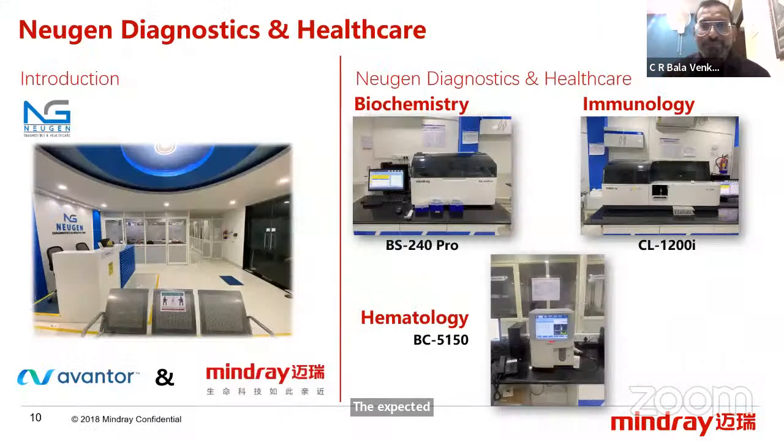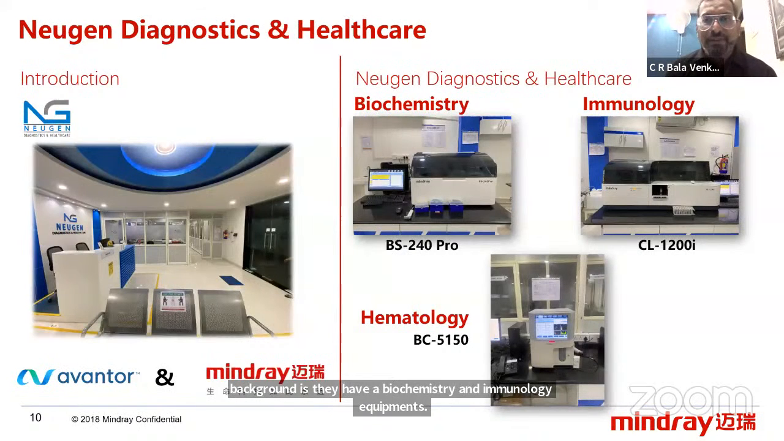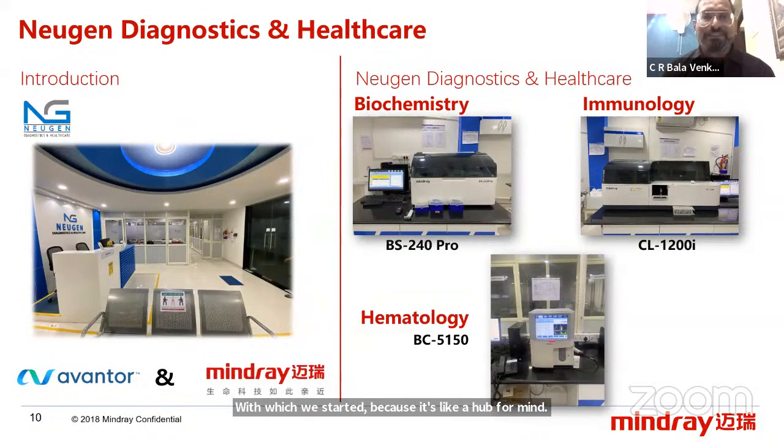Next please. So we would like to consider one example so that what we are discussing can be clearly explained. We can see this Neogen lab is one of the customers where we selected, and we wanted to develop one standardized laboratory for Chennai. It's in South. The background is they have biochemistry, hematology, and immunology equipment, with which we started because it's like a hub for Mindray. So we started to elevate the customer's value.